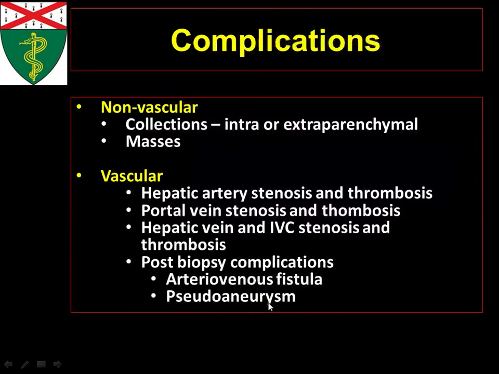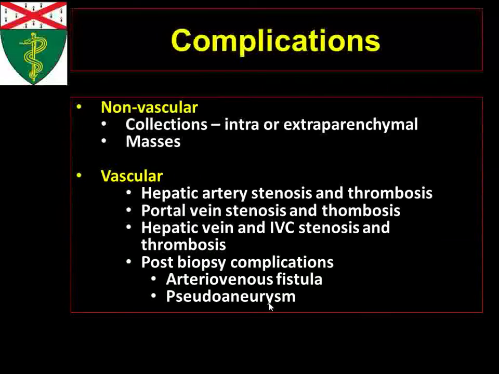So as we go through complications, I just want you to have this as a framework so you can approach these cases. The easiest way I think to do it is to look for complications that are vascular in etiology and those that are non-vascular in etiology. The non-vascular ones are probably my favorite because those are easy to detect. We're talking about collections. They can be inside the liver. They can be outside the liver. And we're talking about masses. That's pretty much it.